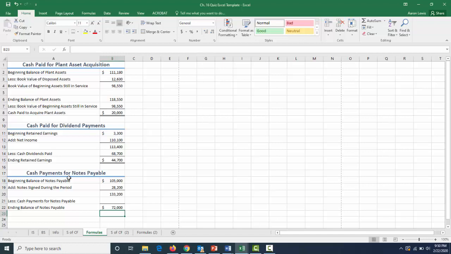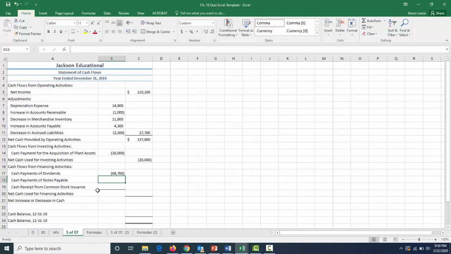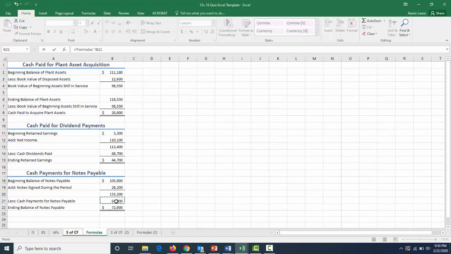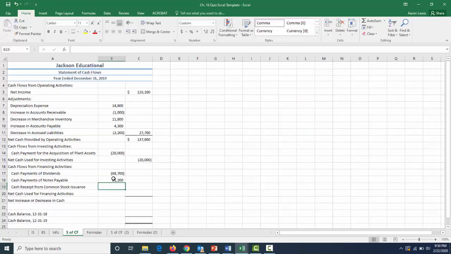So if we hypothetically could have owed $133,200 at some point during the period, but we only owed $72,000 at the end of the period, that means we must have paid the difference between those two numbers in cash to reduce our liability during the year. $61,200 was our payment. So if we go back over here and grab that $61,200 cash payment for notes payable, same concept, we're paying this out of the company to the bank to pay off our liability to them, so that has to be a cash outflow as well. We're going to make it negative.